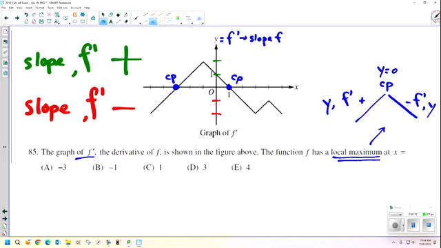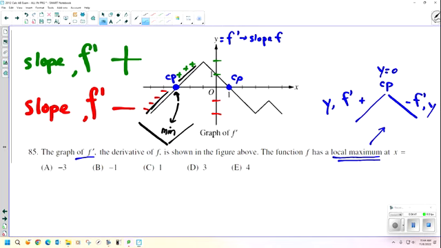As we go left to right on our graph, I start with the negative y values, and then I go to positive. Okay, so if I'm looking at the original graph, that means I have a negative slope to my positive slope. Okay, so at this critical point, I actually have a minimum.